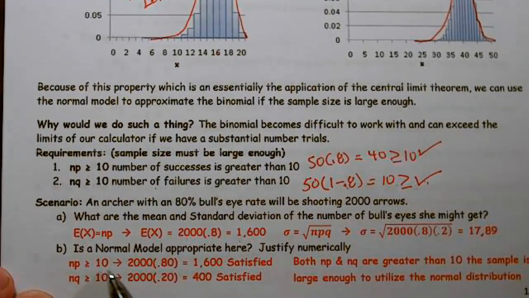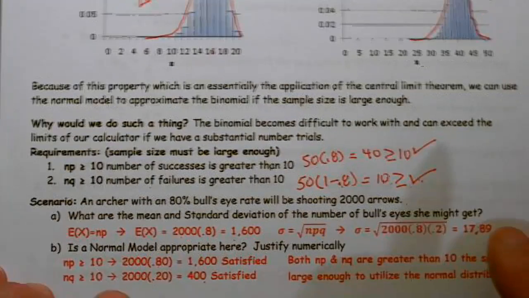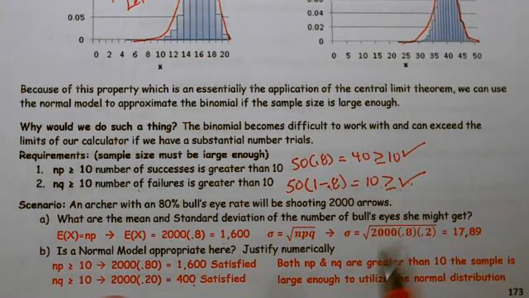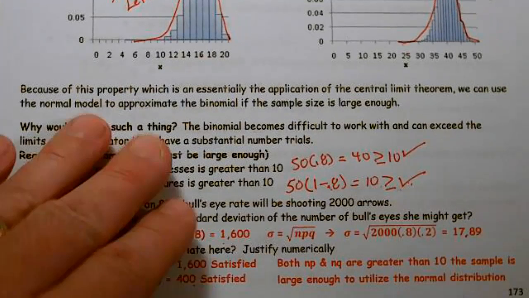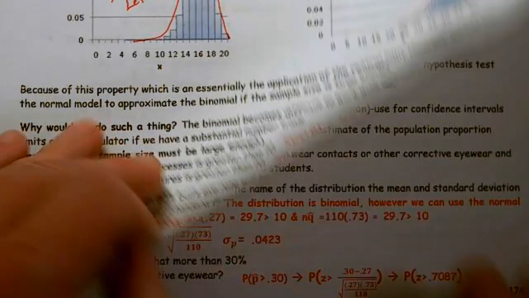Well, in this case, 2,000 times 0.8 is 1,600. That's definitely greater than 10. And 2,000 times 0.2 is 400. So that's also greater than 10. Both np and nq are greater than 10. The sample is large enough to use the normal approximation.